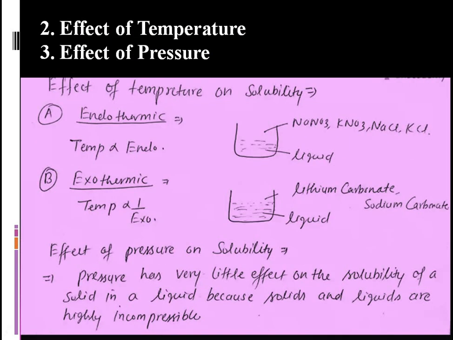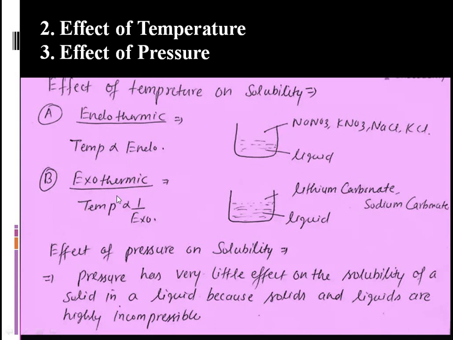Second is the effect of temperature. We know that there are two types of reactions or processes: one is endothermic, the second is exothermic. In endothermic reactions, the temperature is directly proportional to solubility. If we increase the temperature, the solubility of the solute in liquid increases, and if we decrease the temperature, the solubility also decreases for these types of solutes.